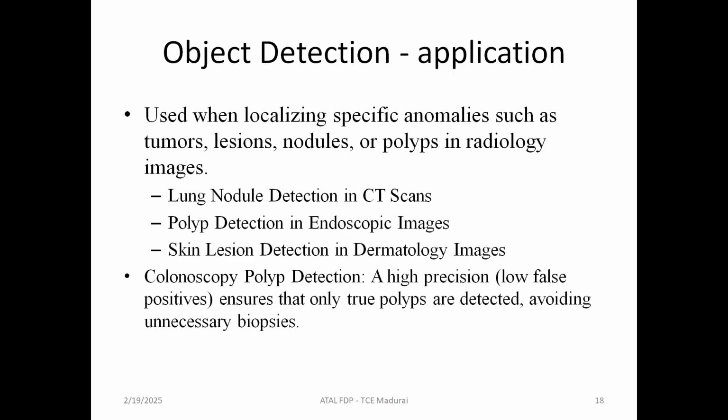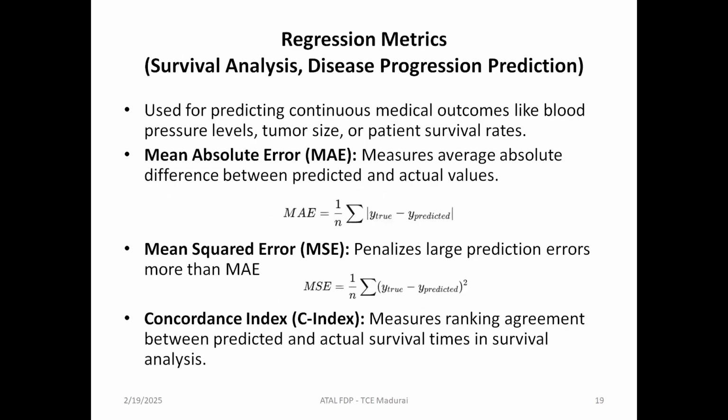So for the various applications, we can say lung nodule detection in CT scan, then skin lesion detection in dermatology images, and endoscopy images also we can do polyp detection. So in colonoscopy polyp detection, high precision, that is low false positives, ensures that only true polyps are detected, avoiding unnecessary biopsies. So these metrics are meant for object detection.